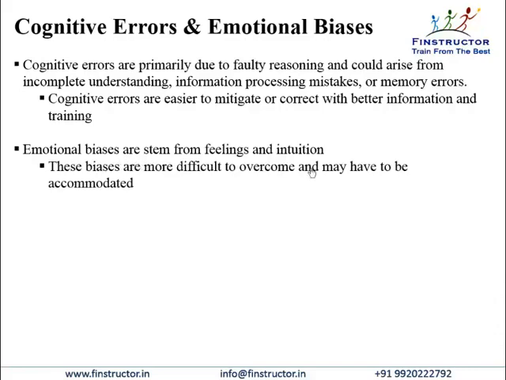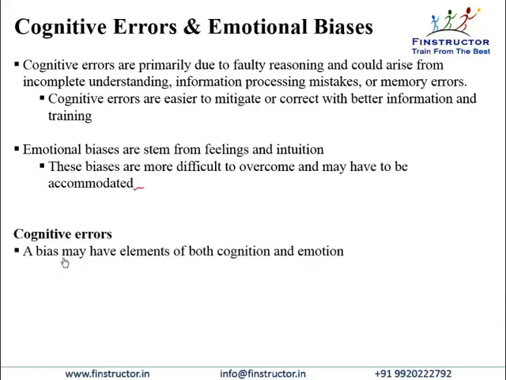These stem from feeling and intuition. So these come from the experiences that the investor has had as a child or in his life, and these biases are more difficult to overcome and may have to be accommodated in the final asset allocation, as we'll see. Many a time it's difficult to separate a bias, so a bias may have elements of both cognition as well as emotion.